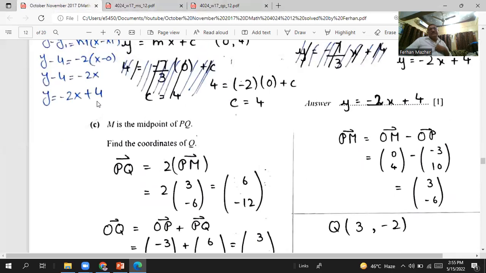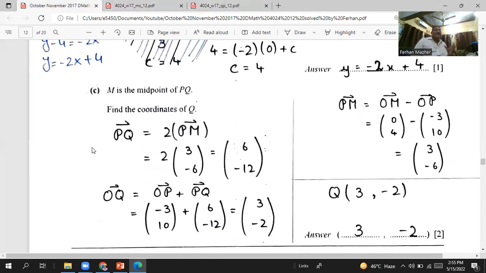Here my student has used the method of vectors. Because M is the midpoint of PQ, it means that PQ is 2 times PM. So first they have found PM. PM is equal to OM minus OP. So (0, 4) is the position vector of M, and this is the position vector of P. So it will be 0 plus 3 and 4 minus 10, which is minus 6. So PM is (3, minus 6). PQ will be 2 times PM. So 2 times (3, minus 6): 2 threes are 6, 2 times minus 6 is minus 12.